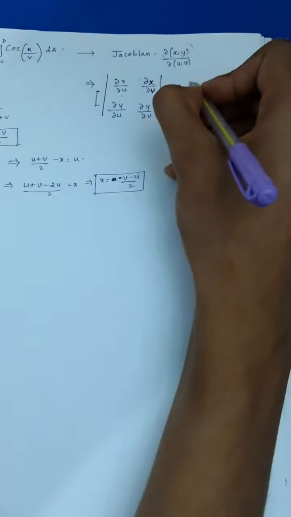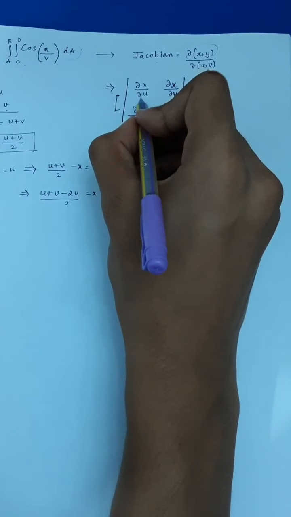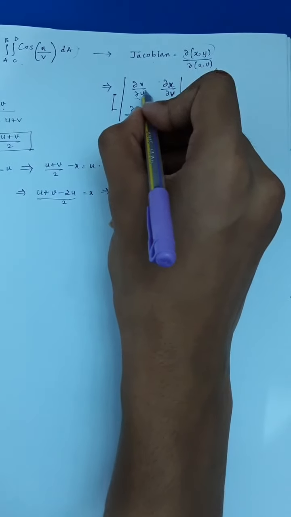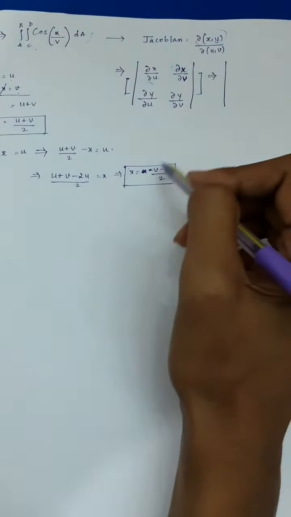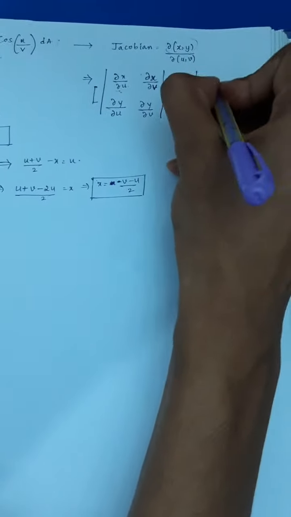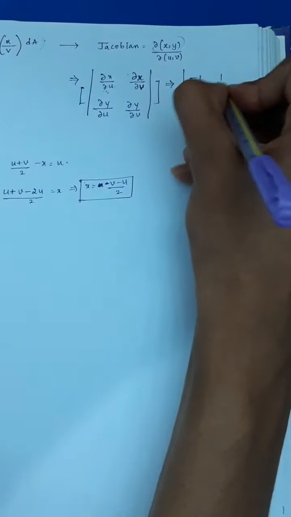So here let us take the partial derivative with respect to u. Partial derivative of x with respect to u would be minus 1 by 2. This would be plus 1 by 2.